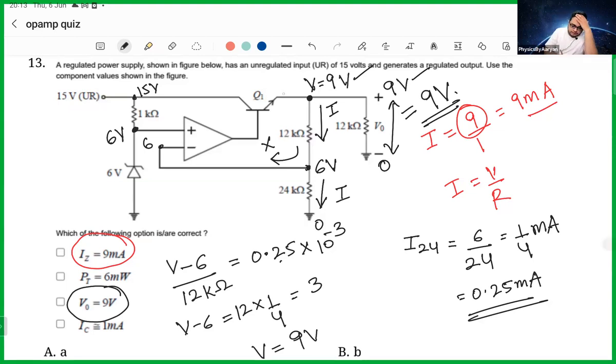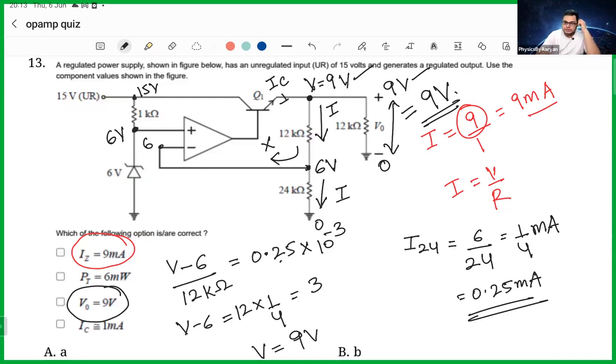Now, can you tell me what is the collector current? No. They are not parallel. The first 12K ohm is connected between 9 and 6. The second 12K ohm resistor is connected between 9 and 0. So they are connected between two different points. So both the 12K are not parallel.